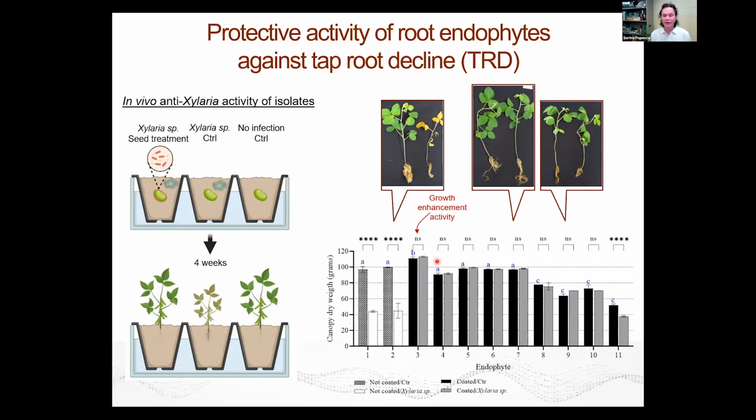For these 4 isolates, we do not see that growth enhancement activity compared to these controls, but they do have about 100% protection against Zalaria and taproot decline. For these 3 strains, we see 100% protection against Zalaria, but we also see that by coating the seeds with these strains, we actually inhibit a bit the growth of plants that were not infected with Zalaria.